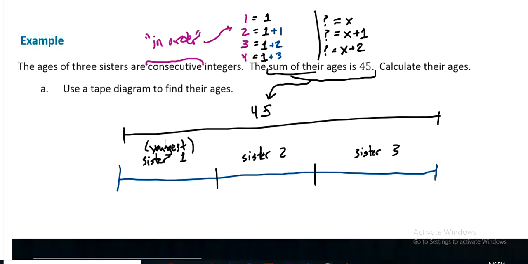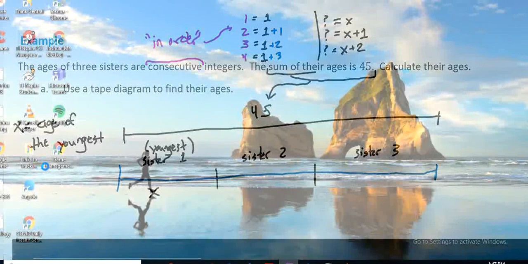Sorry, a little camera issue, but sister 1's age is the lowest. If I look back up here, my lowest number, when it was 1, well, I started with the 1, and the 1 stayed with them for the rest of the consecutive integers. Here, I don't know the age, so I'm going to have to start with x. x is going to represent, x equals the age of the youngest sister. So I'm defining my variable.